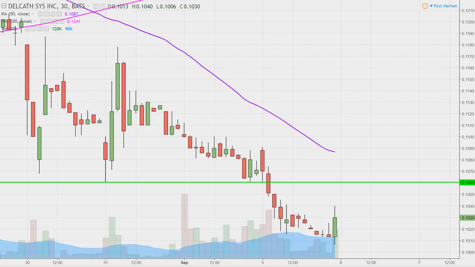But with that, this was an important day from a technical event for the bears, because they were not only finally able to press down through this very important level of support, but even after they broke down through it, the price did continue to separate to the downside.